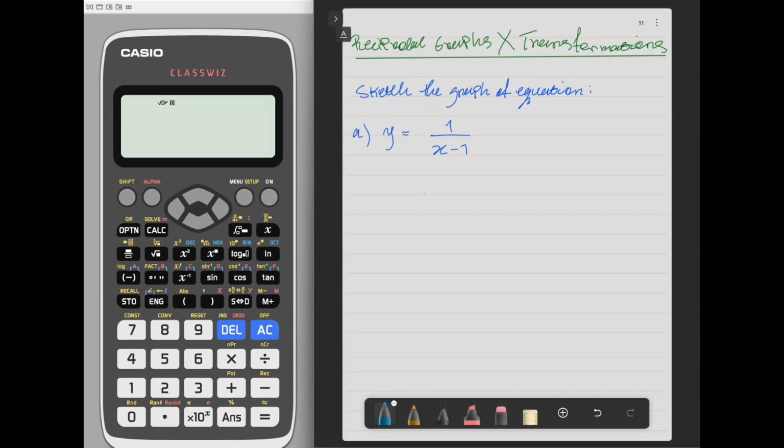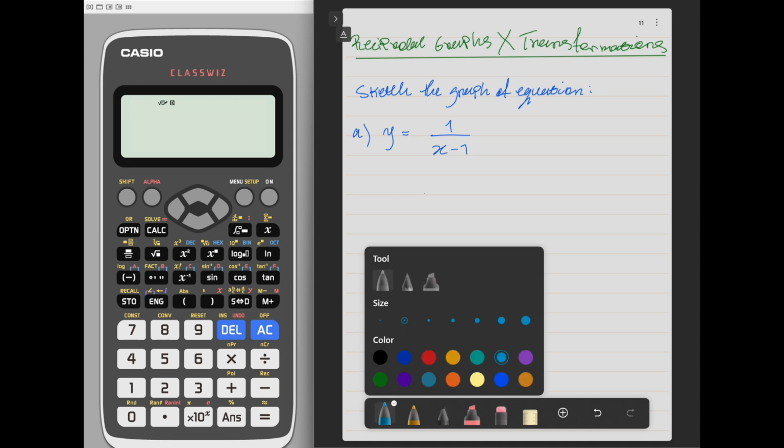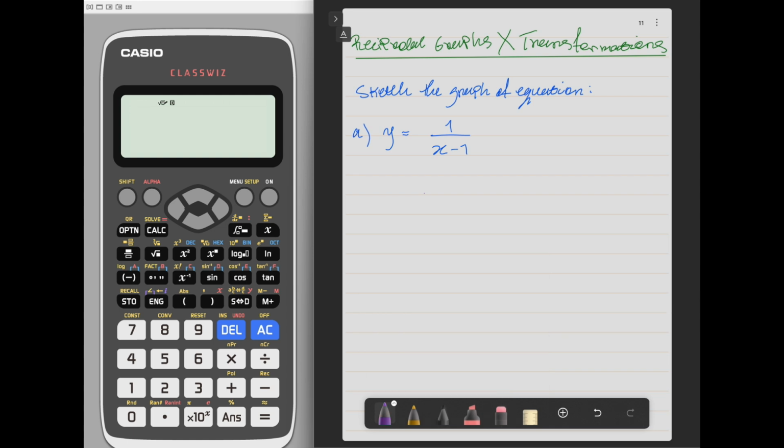So sketch the graph of equation y is equal to 1 over x minus 1. I'm going to look into the intersection points first. So for the y-intercept, I know that my x is going to be equal to 0. So I'll have y is equal to 1 over 0 minus 1, which is going to be minus 1. This is for the y-intercept. For the x-intercept, I know that my y is going to be equal to 0 now, right? So I have 0 equal to 1 over x minus 1. I multiply both sides by x minus 1, and I'll have 0 equal to 1.